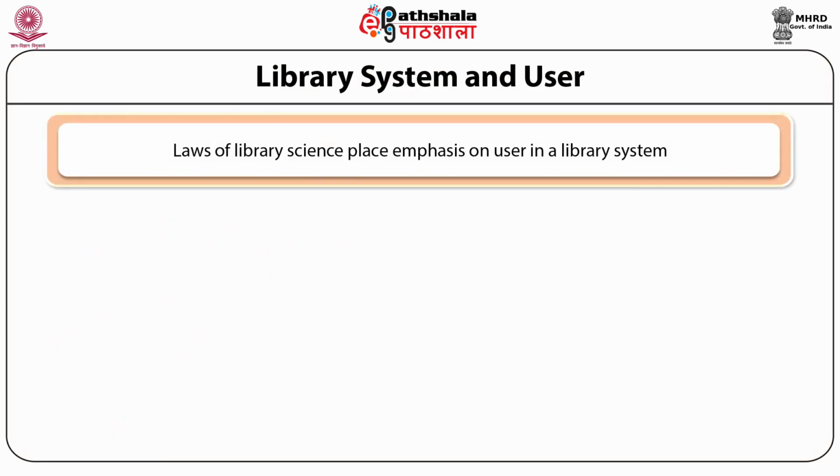Laws of library science place emphasis on the user in a library system. All the laws of library science revolve around the user, whereby it is emphasized that the user is the king and all the activities, all the operations, all the processes, etc., are designed for the user.